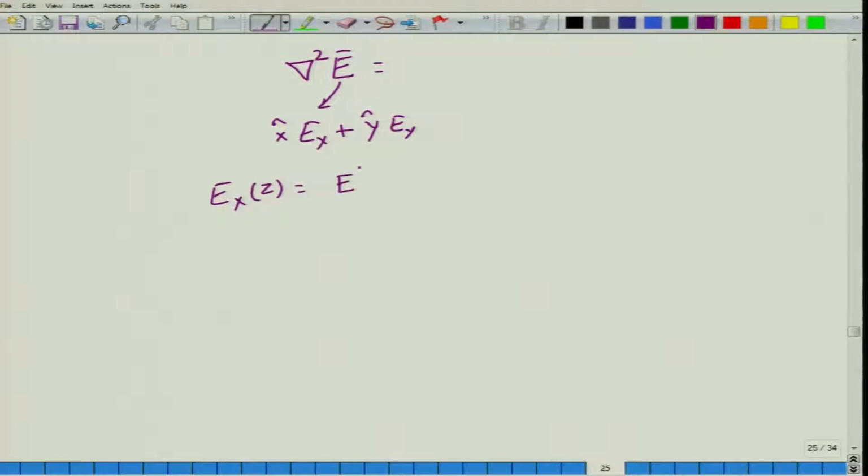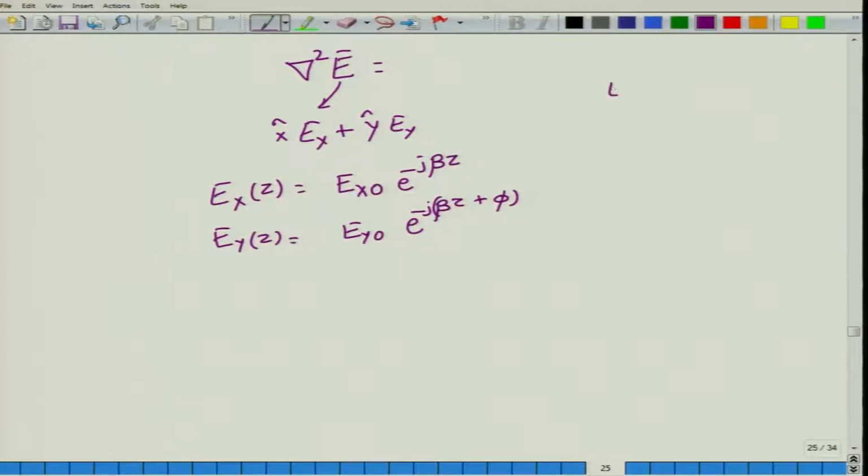We can write the dependence of Ex on z by specifying the phasor notation. In the phasor notation we have Ex0 e power minus j beta z, and Ey of z will be some amplitude Ey0 e power minus j beta times z. Of course, it is also possible for the Ex and Ey components to exhibit some kind of phase difference. So, you can write this as e power minus j beta z plus phi.